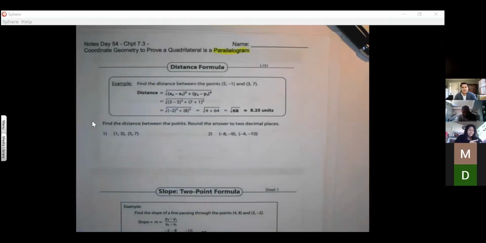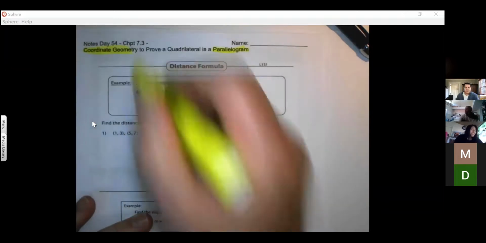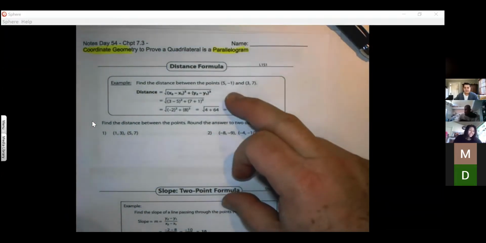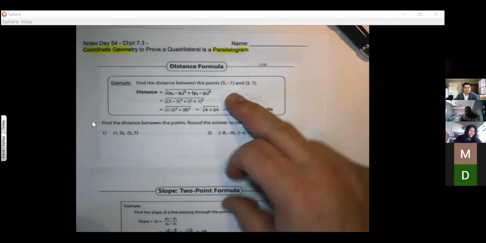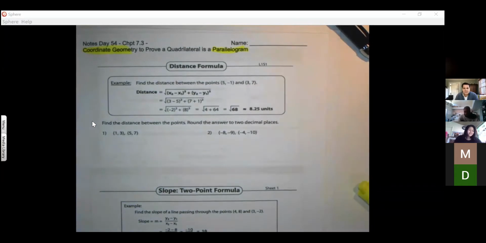In order to prove a quadrilateral is a parallelogram, there's a couple ways you can do it. Today we're going to use a system called coordinate geometry to do it, which is very algebraic. And it really involves two formulas. There's a third that we sometimes use, the midpoint formula, but these are our primary ones. You might remember this one. It's called the distance formula.